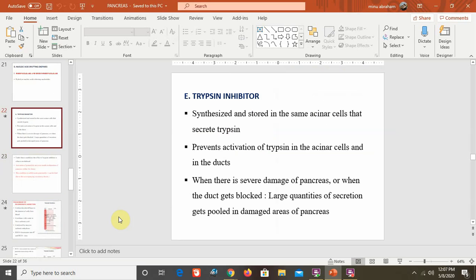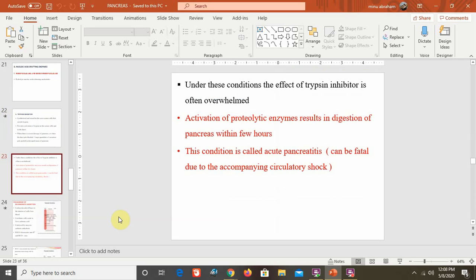Then you have something called a trypsin inhibitor, which is mainly synthesized and stored in the acinar cells that secrete trypsin. Normally, it prevents the activation of trypsin in the acinar cells and in the ducts. But whenever there is damage of the pancreas, or whenever the ducts get blocked, a large amount of secretion gets pooled in the damaged area of the pancreas, and the effect of the trypsin inhibitor is overwhelmed, which will cause activation of proteolytic enzymes, which results in the digestion of the pancreas within a few hours, and this condition is called pancreatitis.